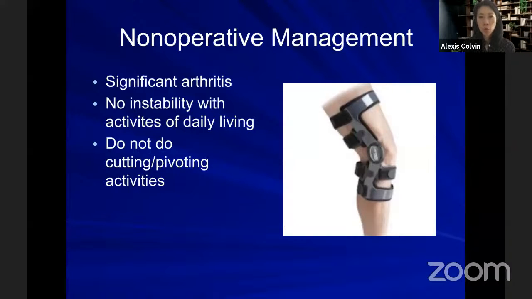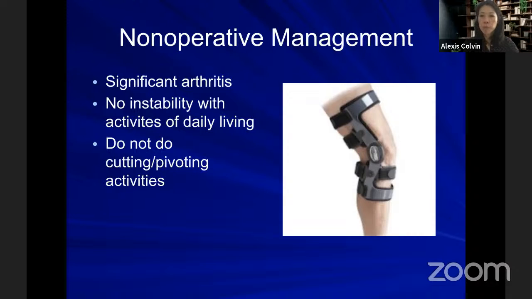So when the ACL is torn, the ACL does not fix itself on its own. The only way you can have a new ACL is to do surgery for it. But it doesn't mean that every person who has an ACL tear needs surgery. So who are the people that don't necessarily need surgery? Number one is someone who has a lot of arthritis in the knee. That's something you would pick up from the x-ray in the office when they first come in. If someone has a lot of arthritis in the knee, sometimes their activity level is pretty low and they don't need it.